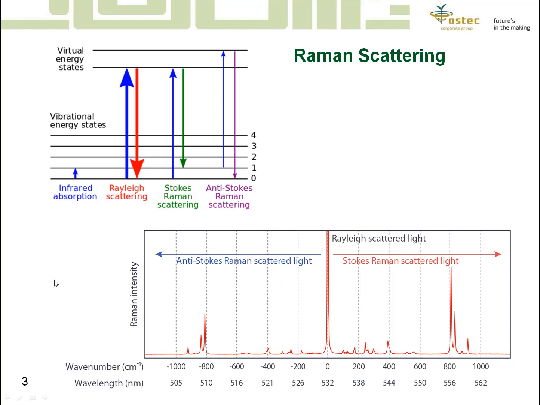On the bottom spectrum you can see Stokes has a stronger signal on the right-hand side at longer wavelengths. And anti-Stokes has low probability, that's why the peak intensity is smaller. You can see the position of the peaks is very similar, exactly the same numbers, and these are so-called wave numbers, which are energy units. They are directly proportional to the photon energy change.